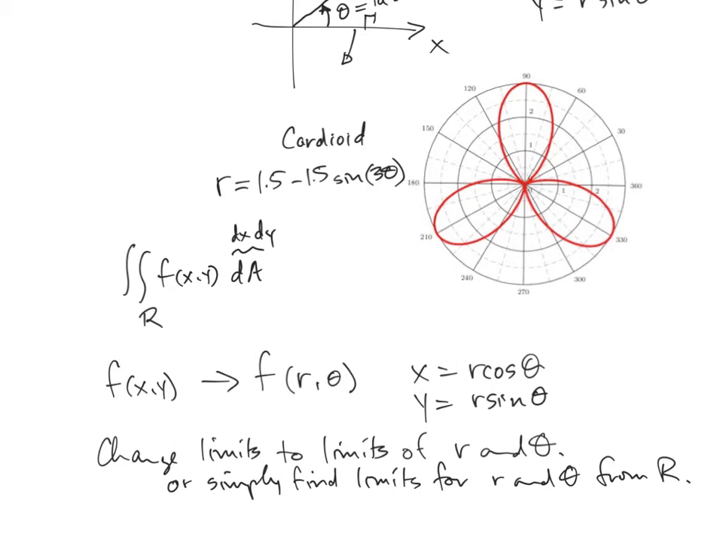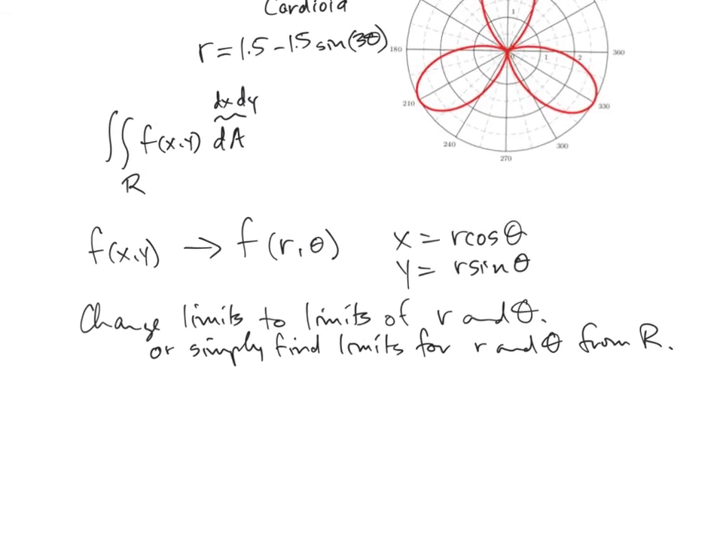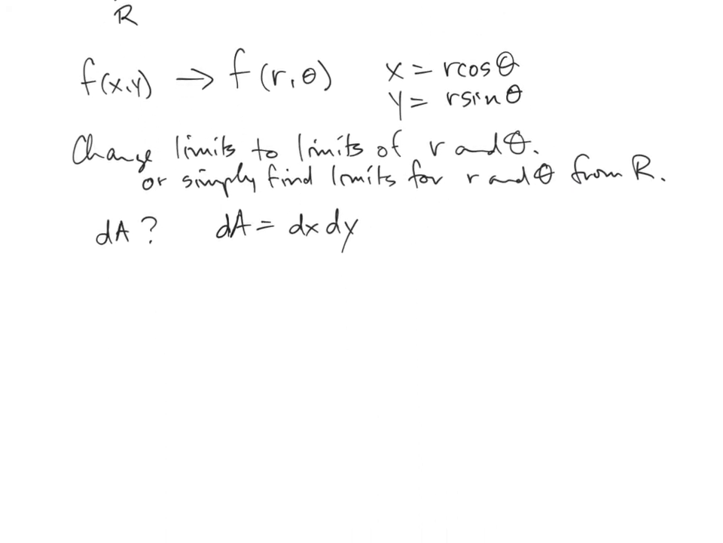Okay, and the final thing we have to ask is, what is this dA? Well, if we're integrating with respect to x and y, dA is equal to dx times dy. But if we're integrating with respect to r and theta, it's not just going to be dr times d theta. We're not that lucky. So what is it? There's a couple of ways we can figure it out. I'm going to show you the second way later on at the end.